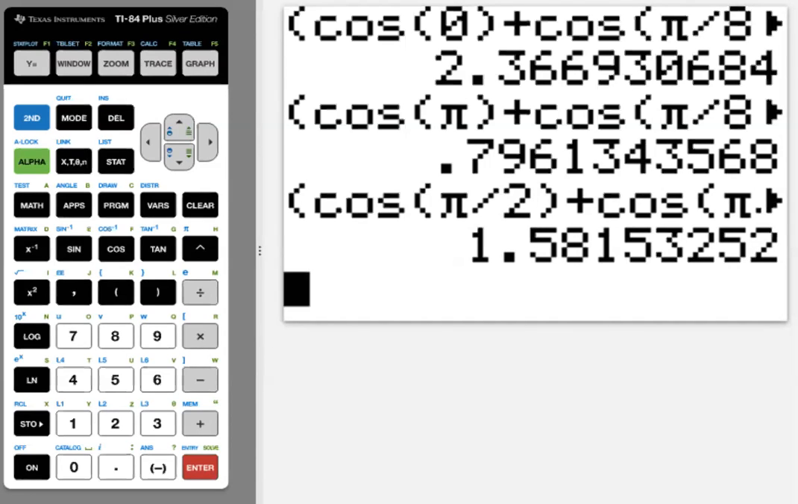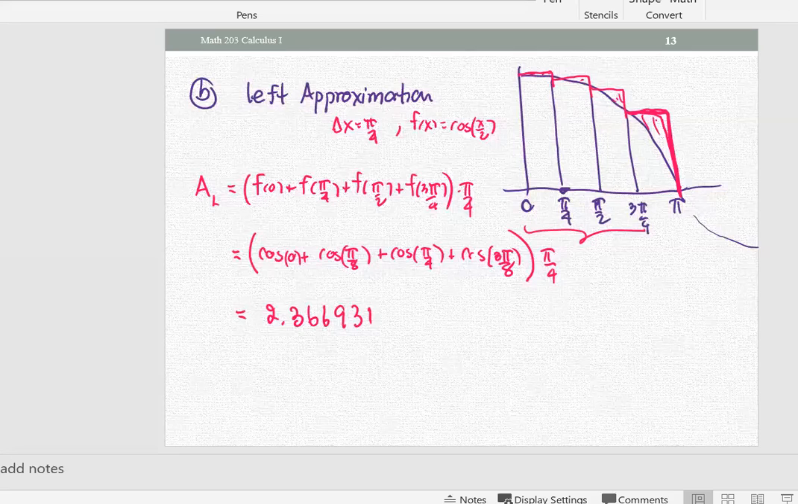So this is the use of the calculator when you have to deal with a long expression in calculation. It repeats almost the same pattern. You can recall the previous command and then just adjust the value a little bit, so you don't have to type the whole thing again. Okay, so the answer for the right endpoint is 1.58153252. You can verify with your calculator if you have a chance.